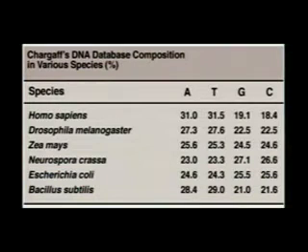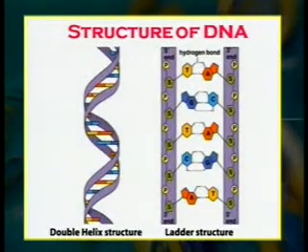Thus, the composition of any DNA can be described by the proportion of its bases, that is guanine plus cytosine, which ranges from 26% to 74% for different species. The double helix model proposed by Watson and Crick consists of two helical DNA chains coiled around the same axis to form a right-handed duplex.